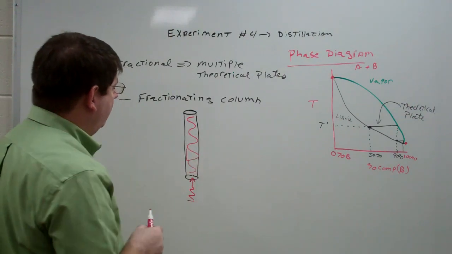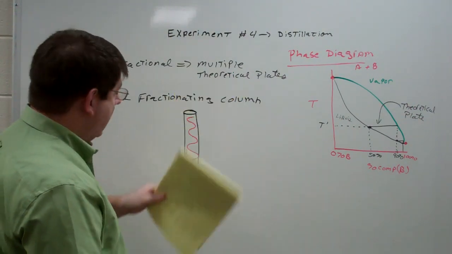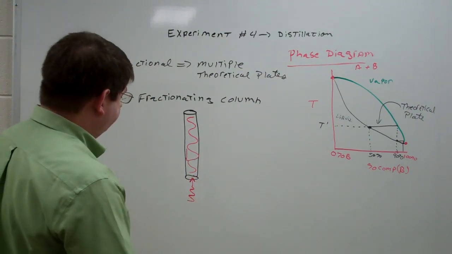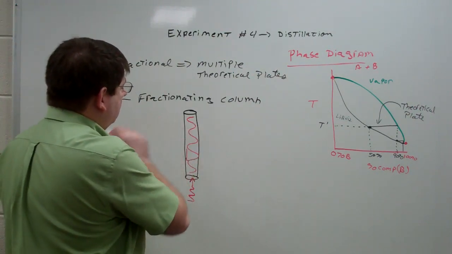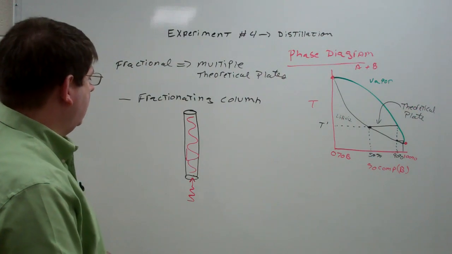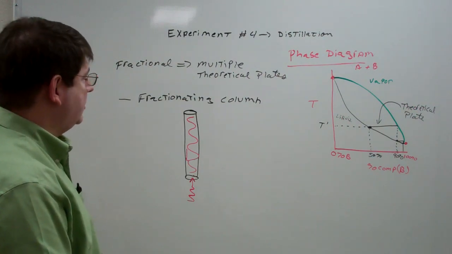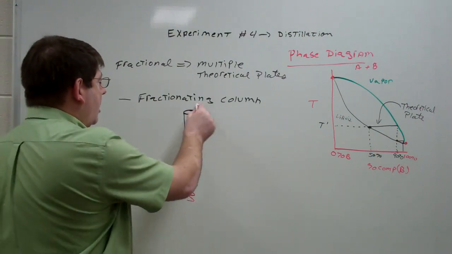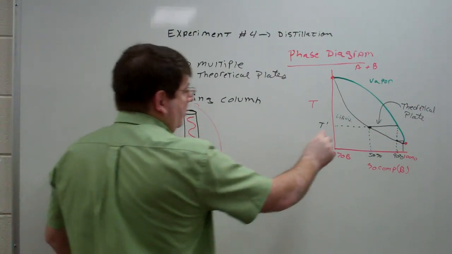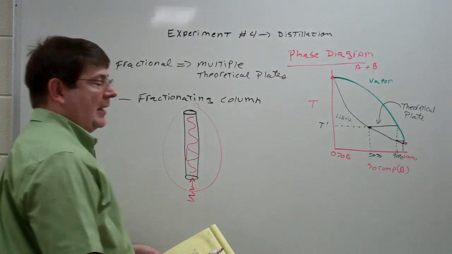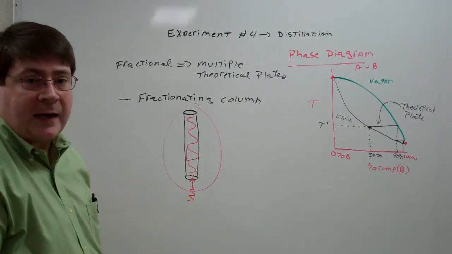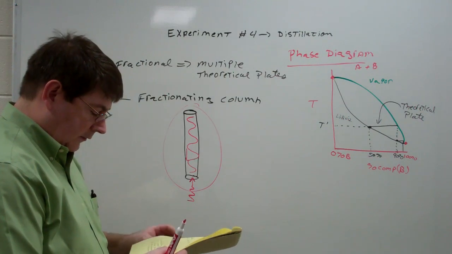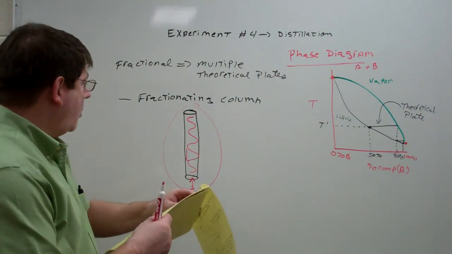by simply putting a longer column in between the collection flask and your pot, if you will, the pot that you're actually heating, and you go through multiple boiling vaporization condensation cycles, ultimately giving you multiple theoretical plates. And this column allows us then to do this process without actually having to physically isolate each fraction and redistill it. We can do that within the column itself, and so we can do that quite nicely.